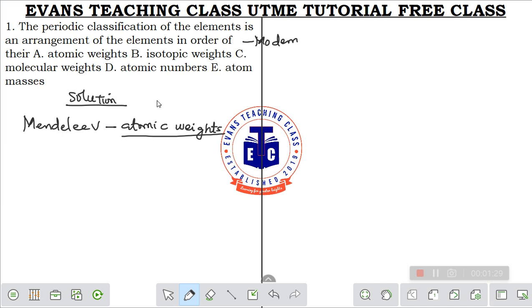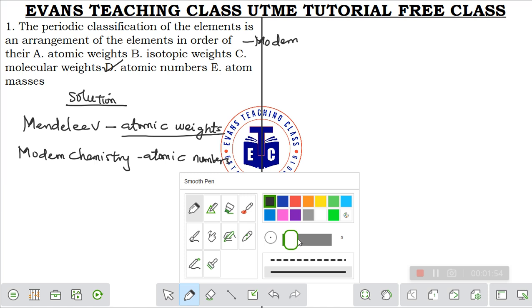But because it is the recent one, it will be based on atomic number. So in modern chemistry, they arrange elements in order of increasing atomic numbers. So that's the answer, our answer will be option D. That's just how to answer questions like that. We'll try to reduce this.